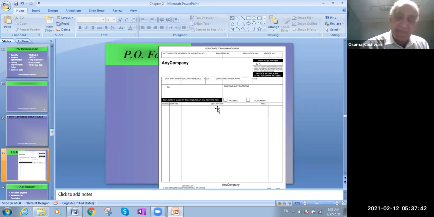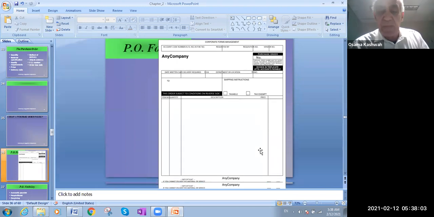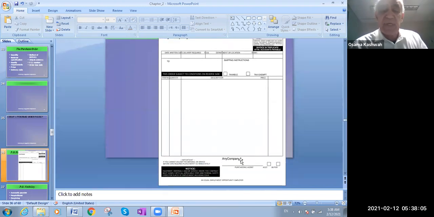So if I need three pants, each pant is $20, then 3 by 20 will give me $60. I need 10 shirts. Each shirt price is $20, so 10 by 20 will give me 200. I will put the 200 here. Then down here, I will put the total of the whole amount. Then the person responsible for the purchasing department or the authority will sign here.